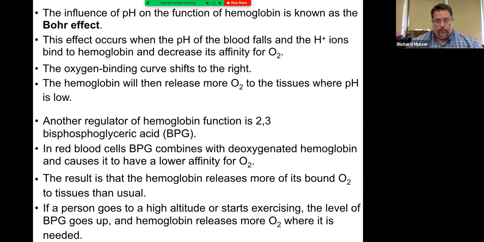pH also influences how well the hemoglobin will hold on to the oxygen. In a more acidic environment, when the pH falls, there's more hydrogen ions, because remember, acids and pH are mostly due to hydrogen ions. The hemoglobin will decrease its affinity for oxygen, liberating more oxygen to its tissues. That's usually a good thing.